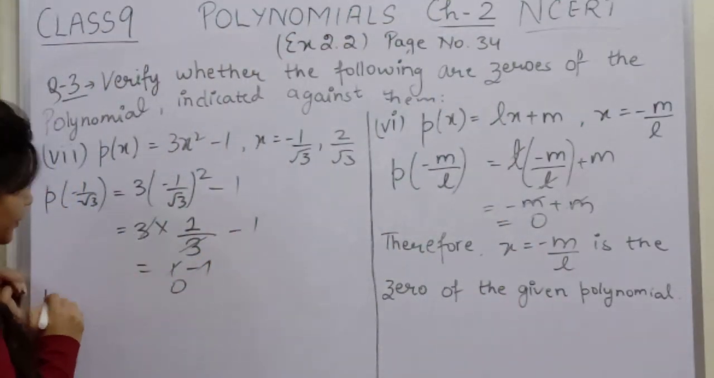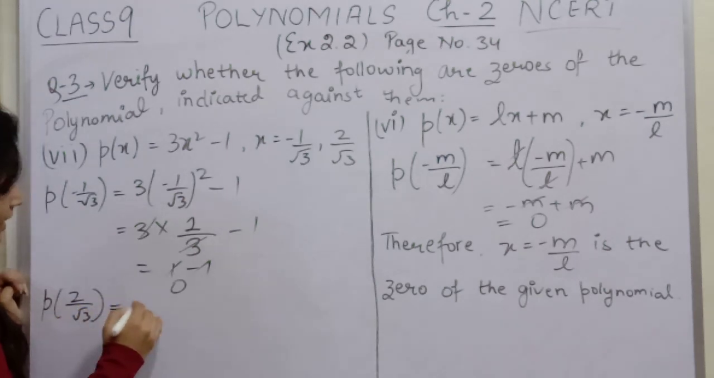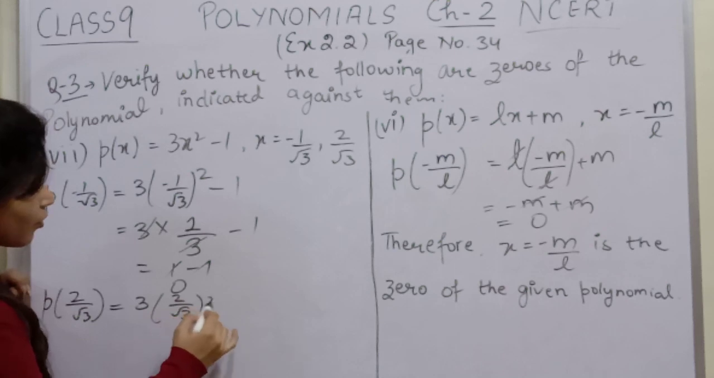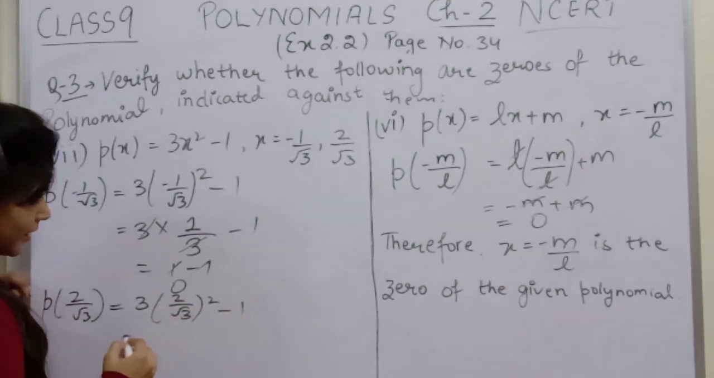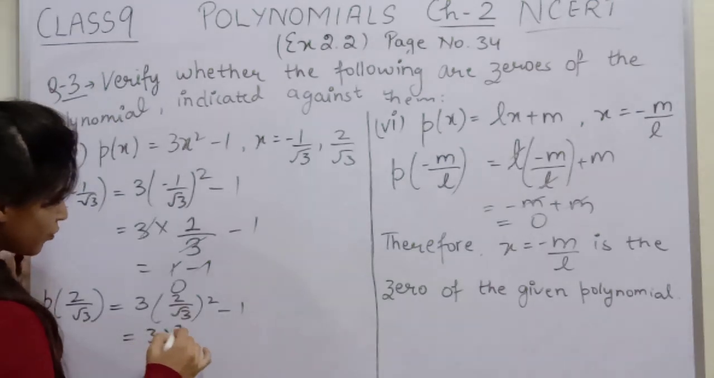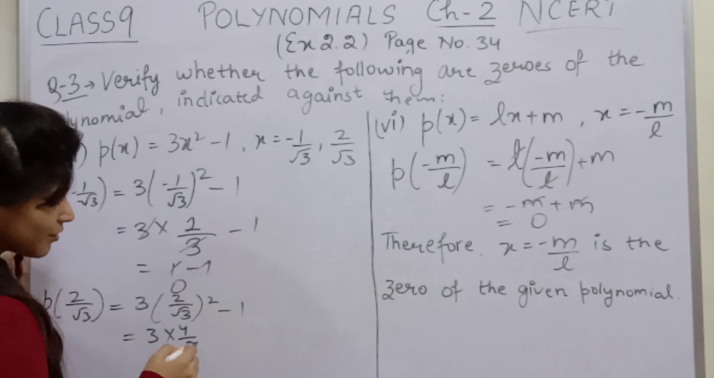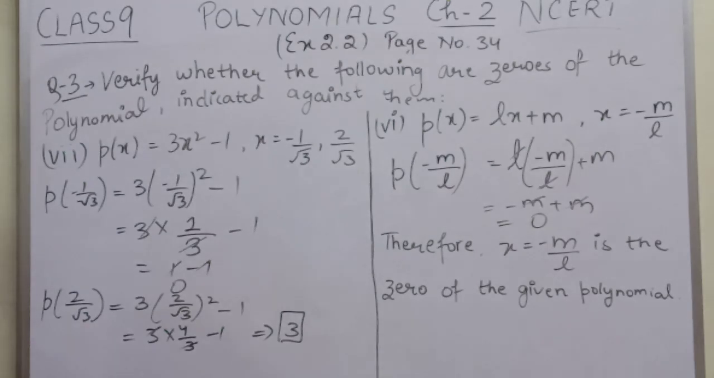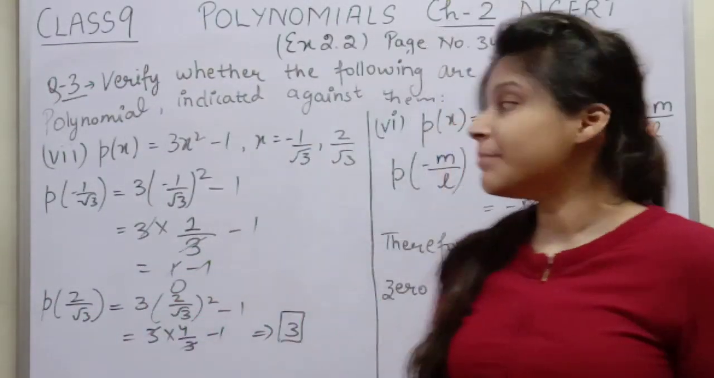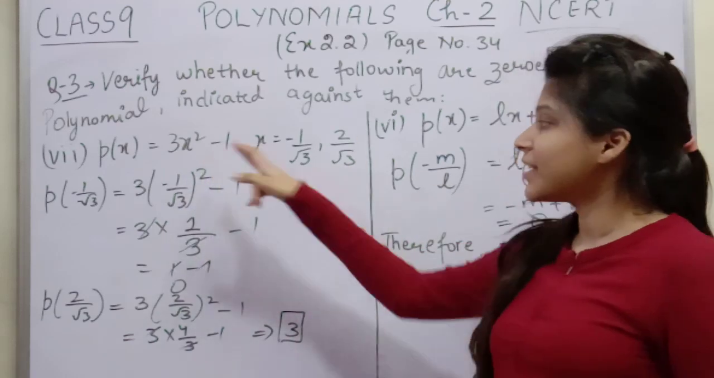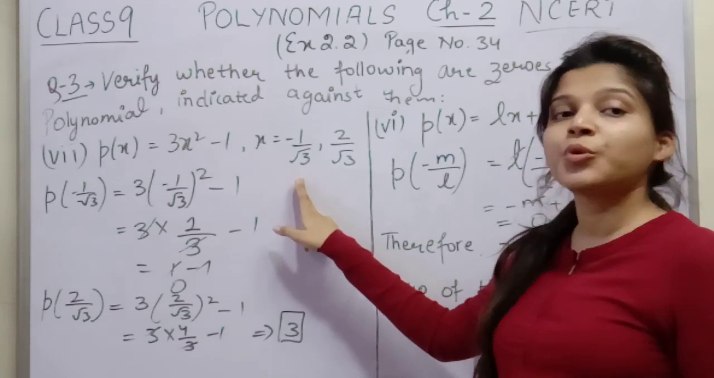अब हमें x की value put करनी है 2 upon root 3. Let's put that also. 3x square means 3 times 2 upon root 3 whole square, minus 1. So this will give us 3 into 4 upon 3, root 3 into root 3 is 3. Again 3 से 3 cut. So 4 minus 1 is 3. Children see, यहाँ पे 0 नहीं आ रहा. What does this mean? कि ये 0 नहीं है इस polynomial का. 2 upon root 3 is not the 0 of this polynomial. But minus 1 upon root 3 is the 0.